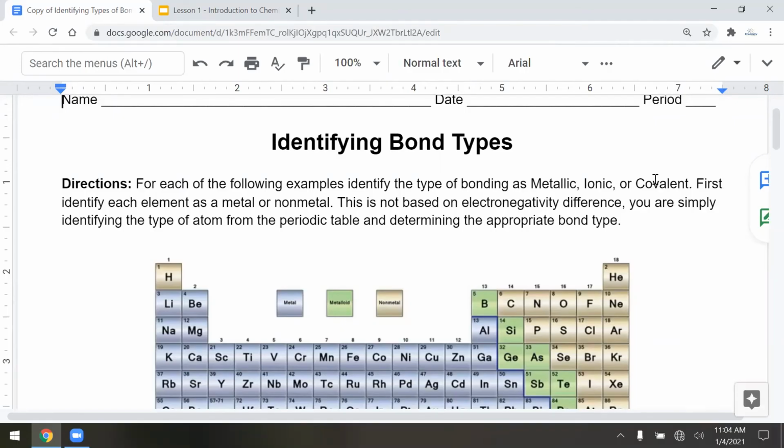Okay, so I've opened up the identifying bond types assignment, and the very first thing that I want to point out to you is there are two sides to this page, or 2 pages to this document. So in the first page, we're going to be using that last point that I just made. If we have a metal and a nonmetal, we're going to have an ionic bond. If we have 2 nonmetals, then we're going to have a covalent bond. And if we have a metal and a second metal, we're going to have a metallic bond. So let's take a look at all 3 of these examples.